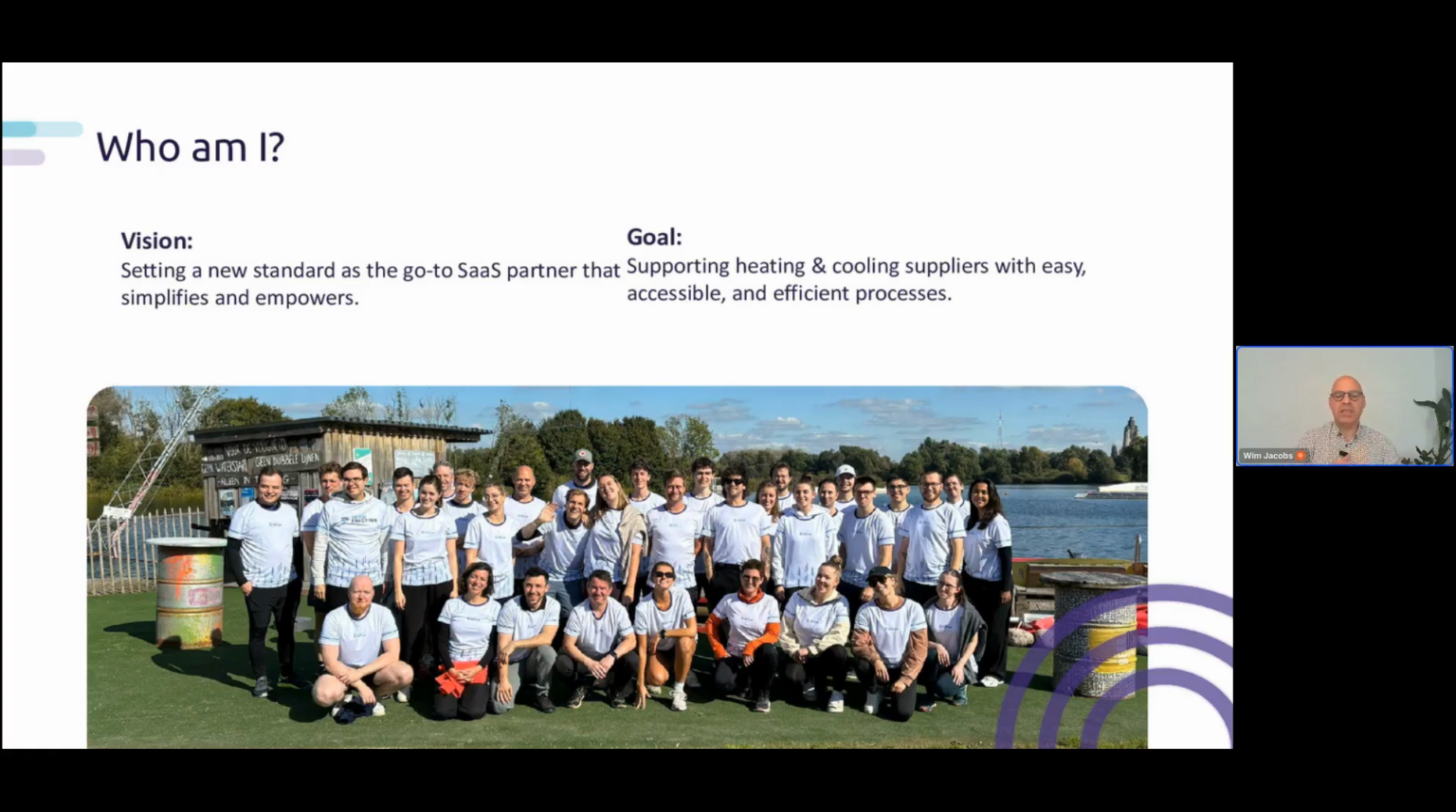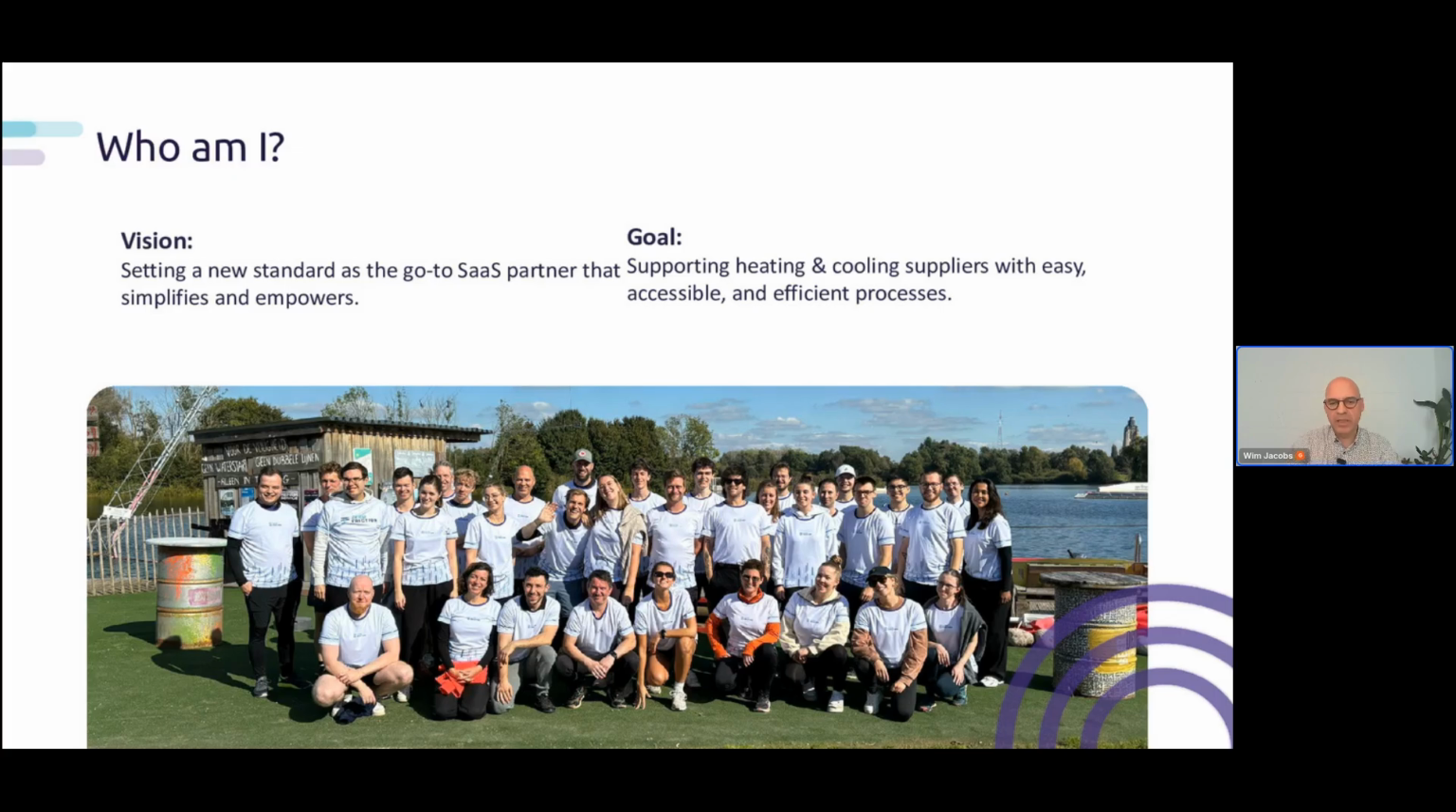First, a quick note about myself. I'm Wim Jacobs, CEO and one of the 3 founders, together with this fantastic team that you see here, 43 by now, friction fighters. We are working day in, day out on setting the standard for billing and customer interaction through software as a service, focusing on making things easy and helping you run efficient processes at the lowest cost to serve possible. That's what this team is working on day in, day out.